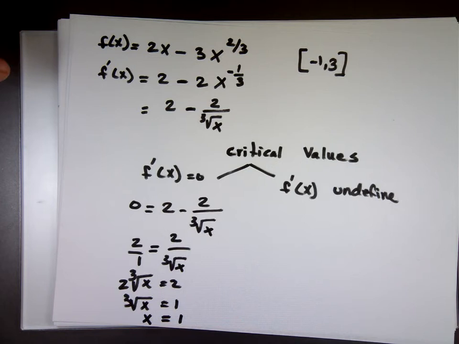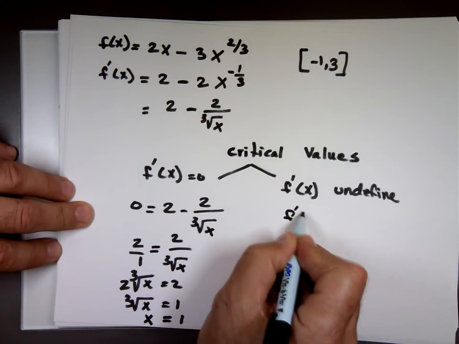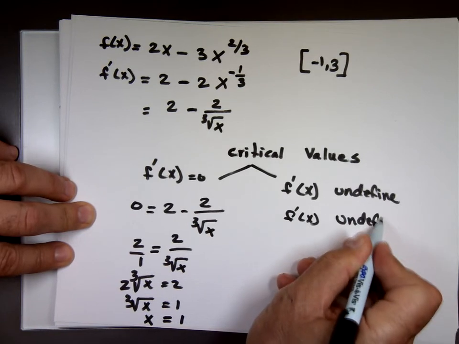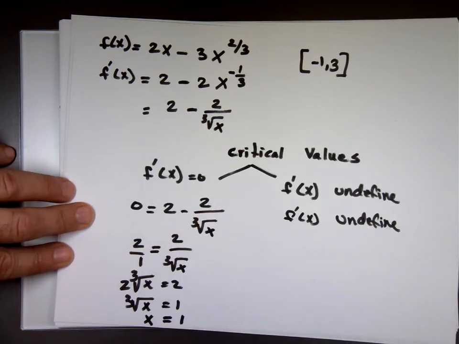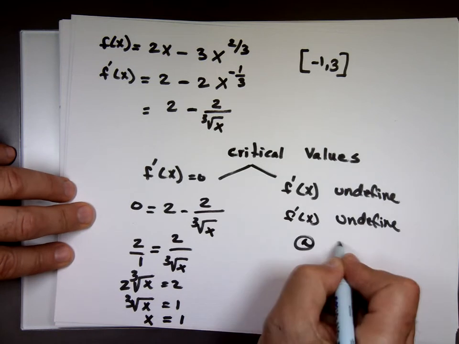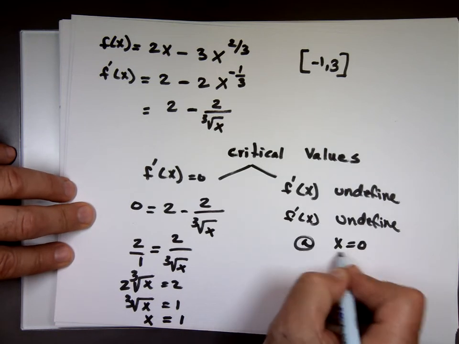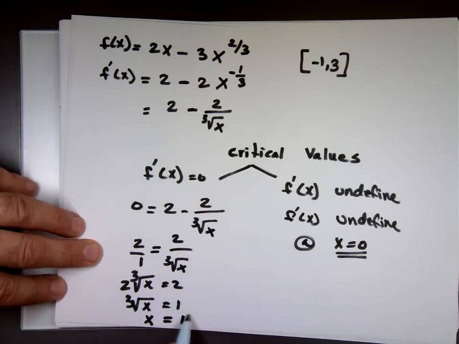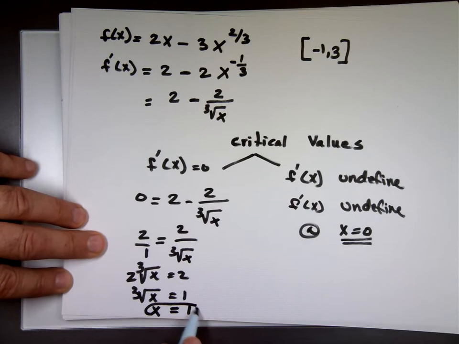So where's the derivative undefined? That's 0, because you have a fraction. When you have a fraction, what value will make the bottom of that fraction go to 0? X equals 0. So we have two critical values. This is one of them, x equals 1, and x equals 0.